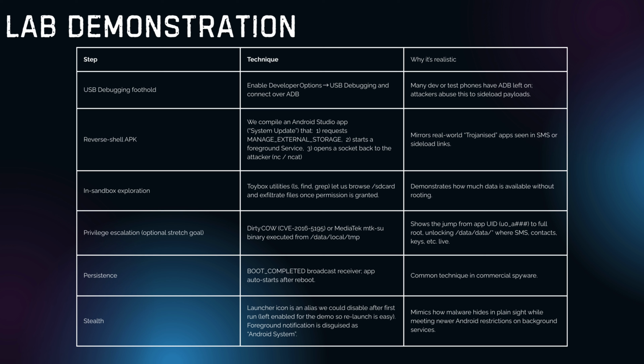That'll allow us to jump from an app UID to a full root ID. And it'll allow us to unlock things such as the data directory where all the SMSs, contacts, and keys are actually stored. With our APK, we're establishing persistence so that whenever the phone is rebooted, our shell will auto restart. And then we're going to also disable the icon and run it as an alias so that after it's run, nobody knows it's still running in the background.